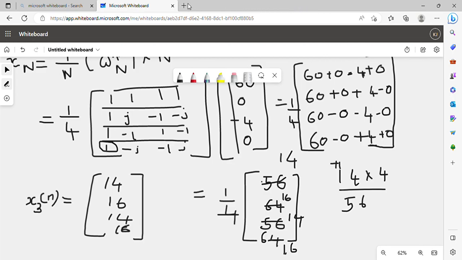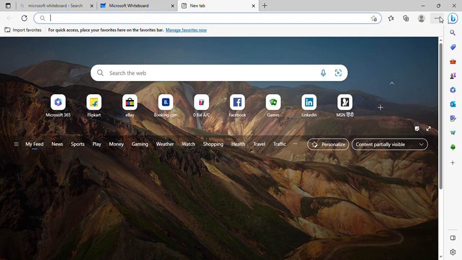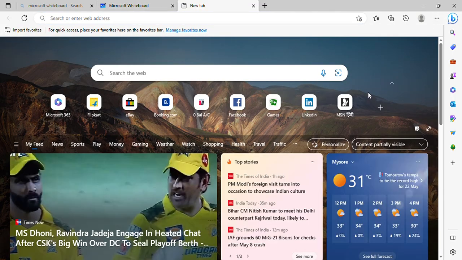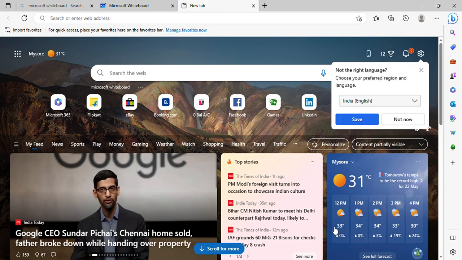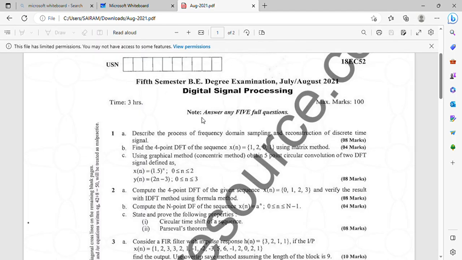I'll just open the question papers for you all. Yes, just a minute. Let me clear it because I don't want anybody to see here. It is 4-point DFT, right? This is also 4-point DFT, right? N-point DFT has been asked in your exams. Let us do that in the next session, right? See, this is x of n and this is x of n. This is 4-point DFT.